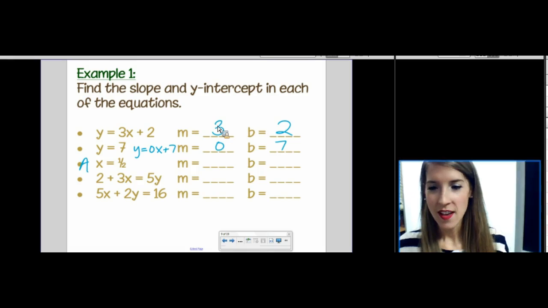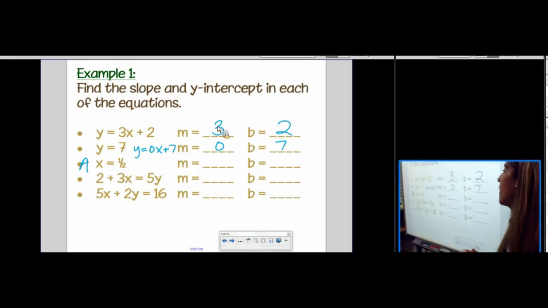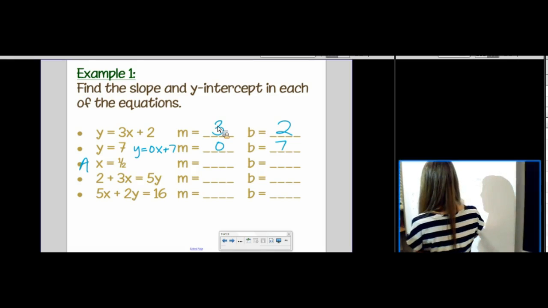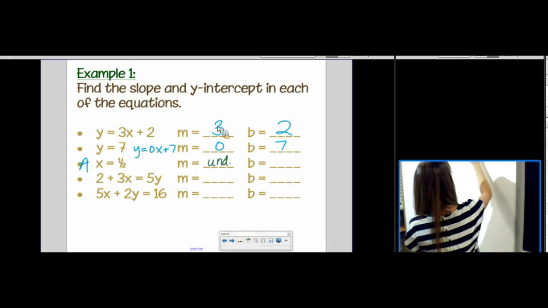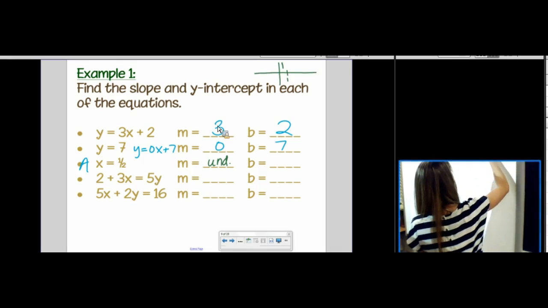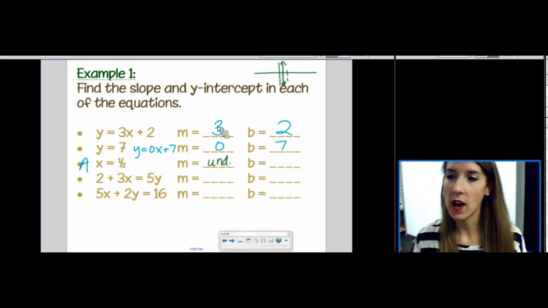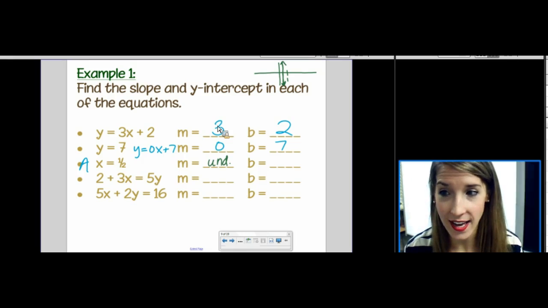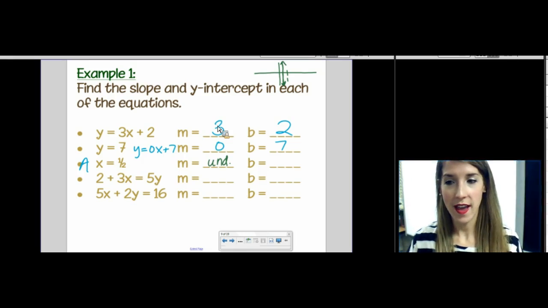Okay, next. Okay, so we need to be really careful on this one. Yes, the slope is undefined. This is a vertical line. This is what this line looks like. Here's 0, here's 1. It is x equals 1/2. So it's between 0 and 1. It's a vertical line going through 1/2.